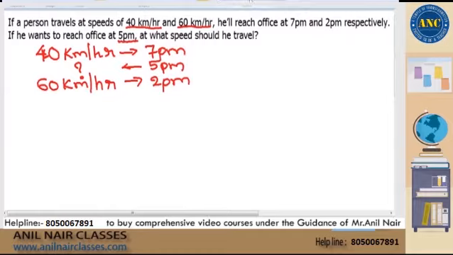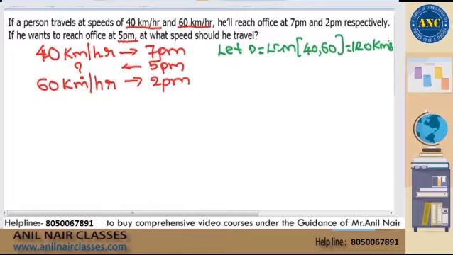Now see here, sir. Same logic whatever we discussed in the previous class. I don't know the distance, but I can assume it as the LCM of the given speeds. LCM of 40 and 60 is nothing but 120 kilometers. I am assuming the distance as 120 kilometers. This 120 kilometers may or may not be the correct value. I am just assuming it.